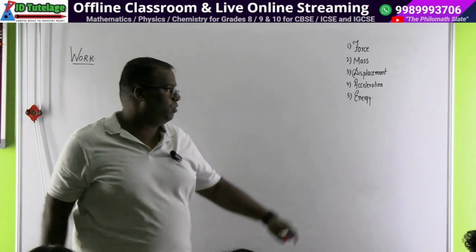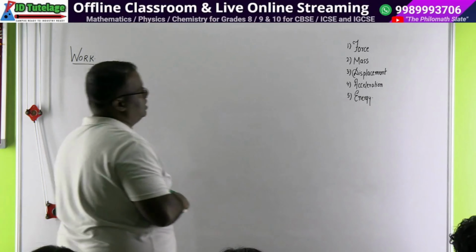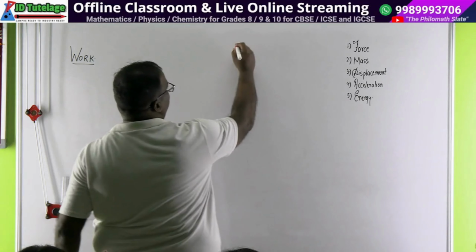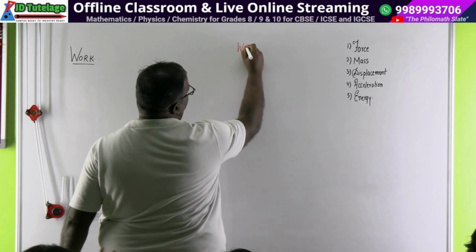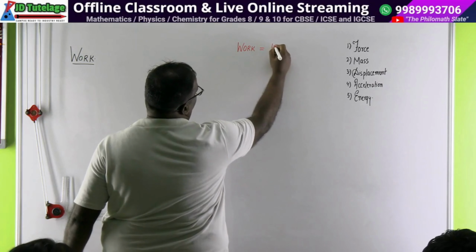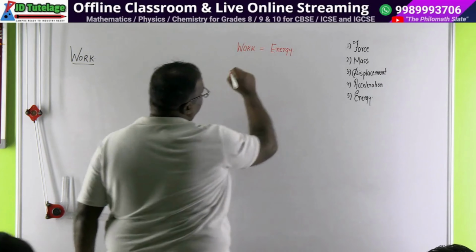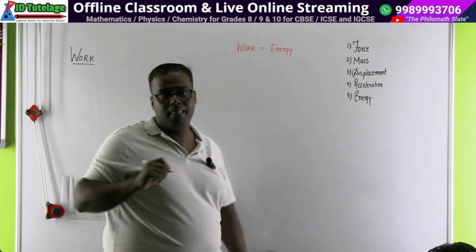ठीक है? तो in the language of physics, सबसे पहला चीज नोट कीजिए, फिजिक्स के लैंग्वेज में वर्क एंड एनर्जी आर सेम थिंग, they have the same units, but just to be interpreted in a different manner.